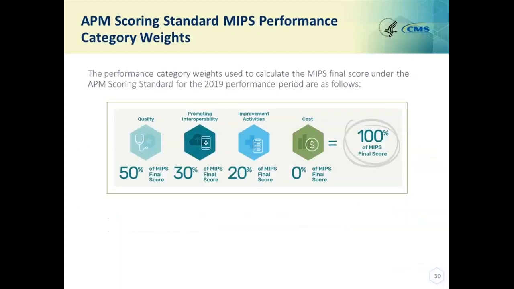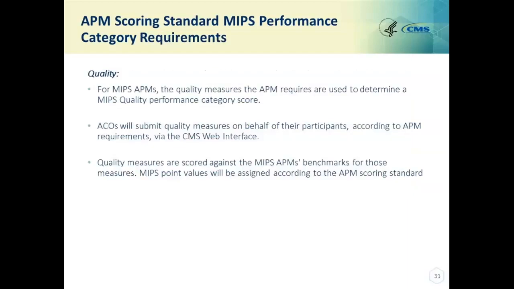All right. Next, we'll discuss the category weights for the MIPS APM scoring standard. The performance category weights are evident in the slide: 50% for quality, 30% for promoting interoperability, 20% for improvement activities, and 0 for cost. I'll jump into a little more about how these categories are scored in following slides. Next slide. So for quality, as I said before, the quality category is weighted at 50% for the final score. APM participants that report via the web interface will receive their quality score based on that mechanism. And additionally, it's important to remember that quality measures are scored against the MIPS APM benchmarks. Next slide.